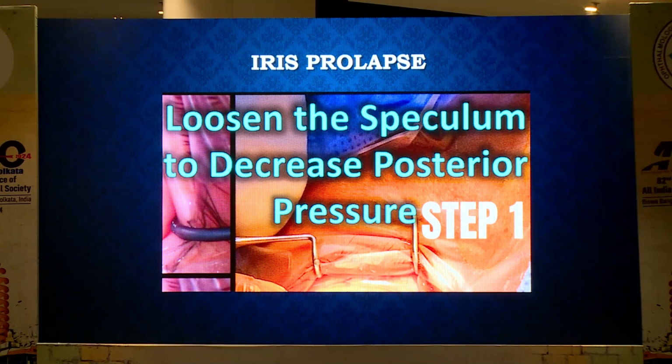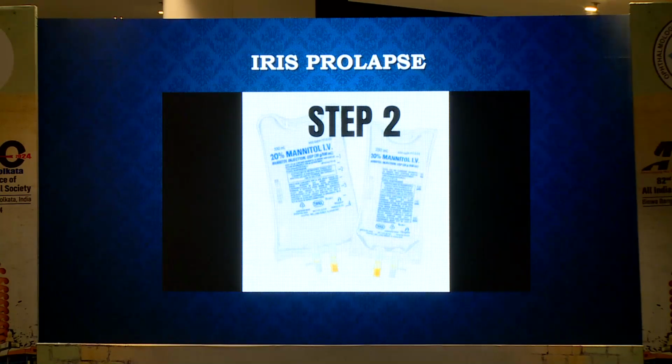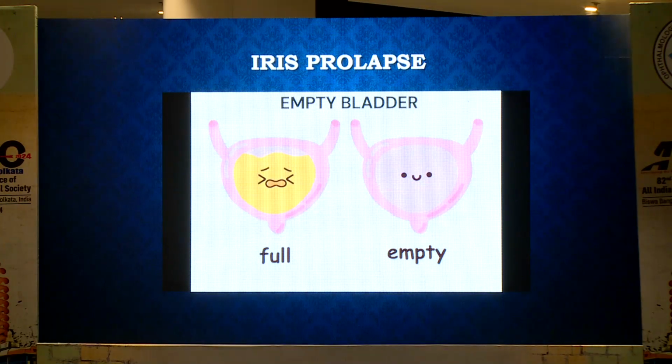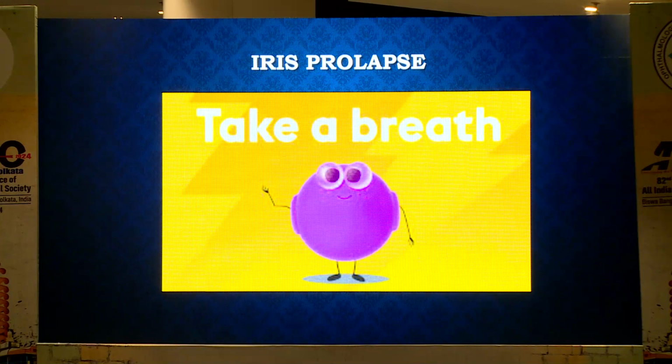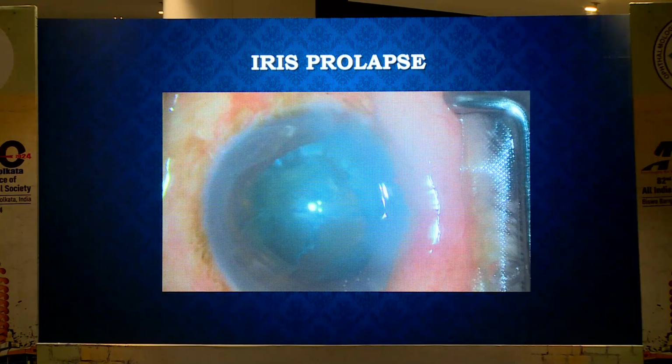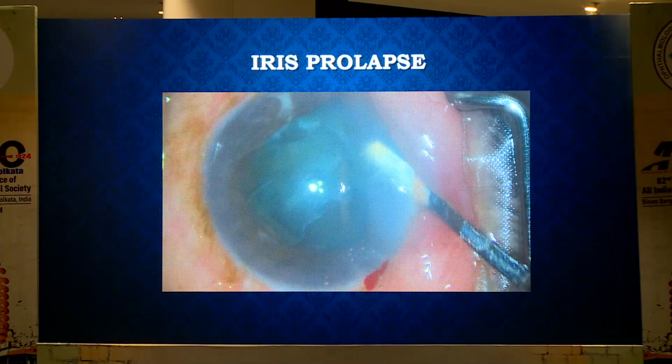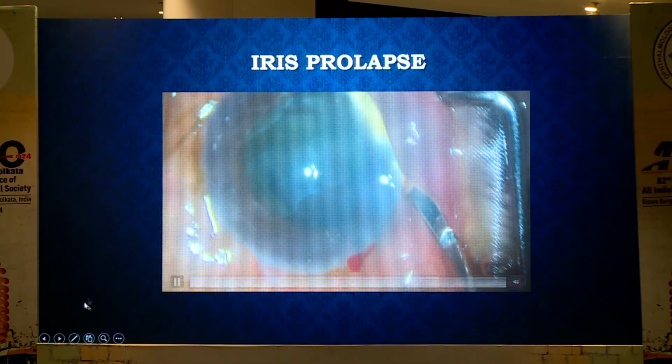So step one would be to address all the positive pressure factors: loosen the speculum, use intravenous mannitol, lower the phaco parameters, and address the other positive pressure factors like Valsalva maneuvers, and pray for the best. And here, thankfully, I get away with all these measures and the iris does fall back and I get away without any complications.